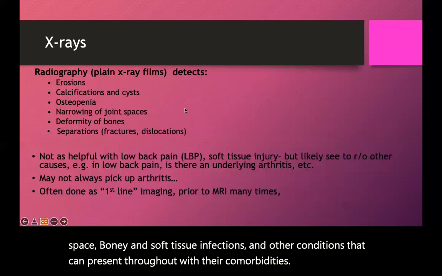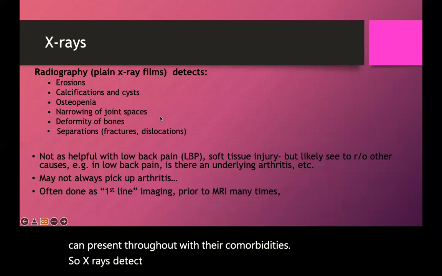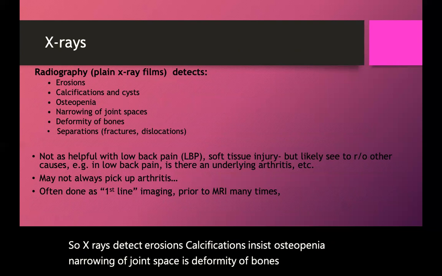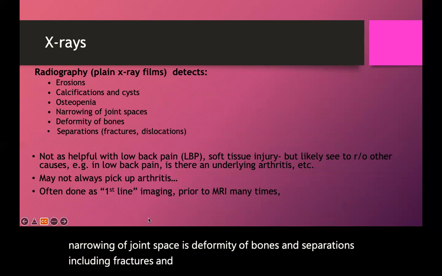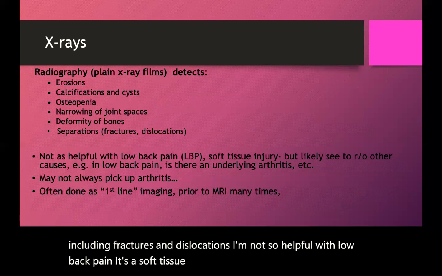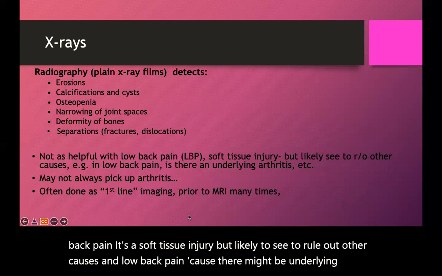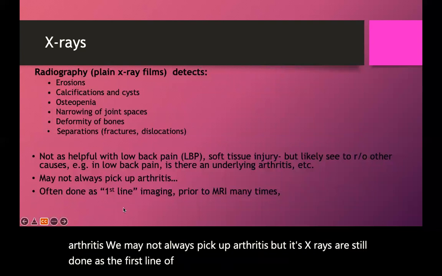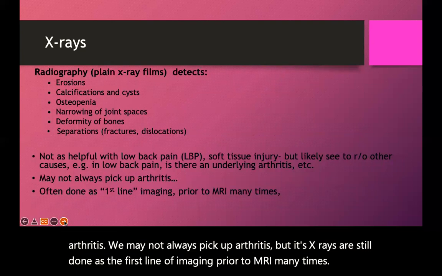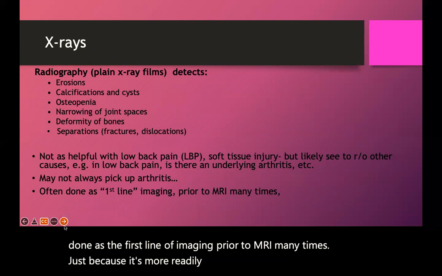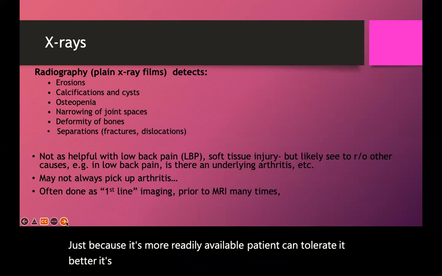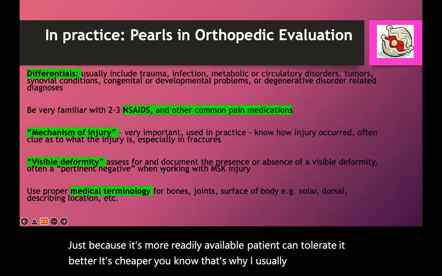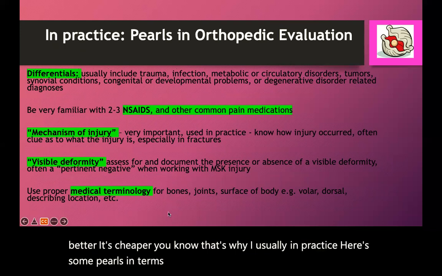So X-rays detect erosions, calcifications and cysts, osteopenia, narrowing of joint spaces, deformity of bones, and separations, including fractures and dislocations. Not so helpful with low back pain, which is a soft tissue injury, but X-rays are likely done to rule out other causes in low back pain because there might be underlying arthritis. We may not always pick up arthritis, but X-rays are still done as the first line of imaging prior to MRIs many times, just because it's more readily available, the patient can tolerate it better, and it's cheaper. In practice, here are some pearls in terms of orthopedic evaluation.